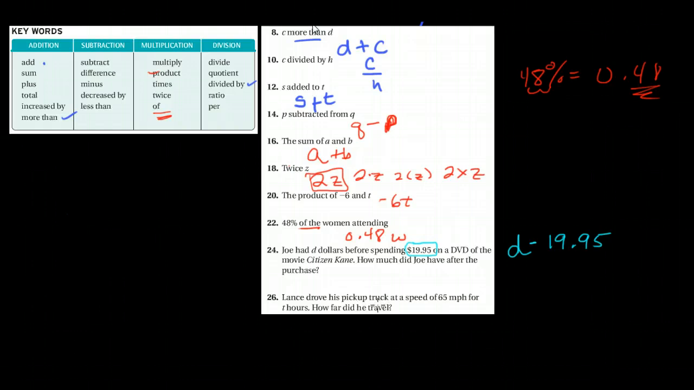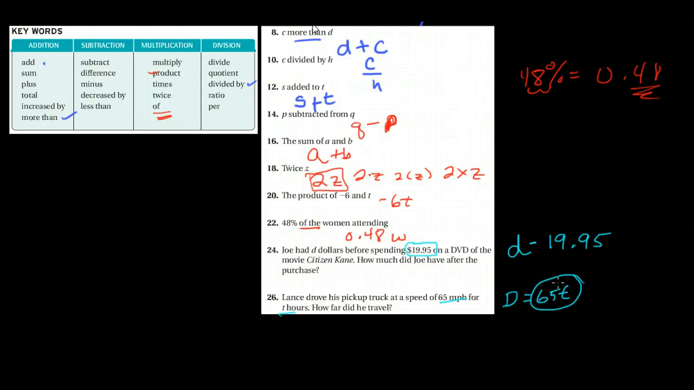Lance drove his pickup truck at a speed of 65 miles per hour for T hours. How far did he travel? Well, this is a problem with distance, right? And what it's telling us is that he went at a rate of 65 miles per hour for T hours. A rate usually tells you that you're going to be doing a multiplication. So 65T is 65 miles per hour for T hours.